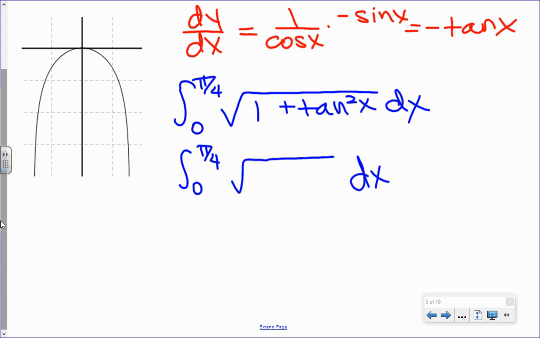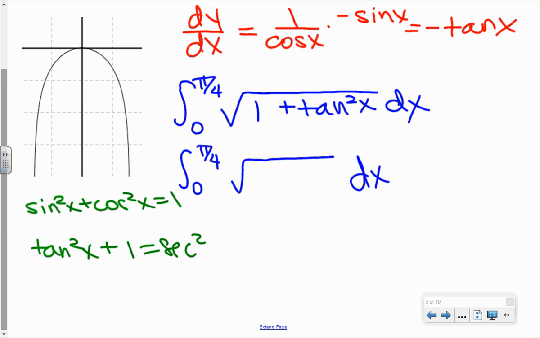Okay, side note. We know sine squared plus cosine squared equals 1. If we divide everything by cosine squared, sine squared over cosine squared, cosine squared over cosine squared, 1 over cosine squared. What is 1 plus tangent squared? That's tangent squared plus 1.